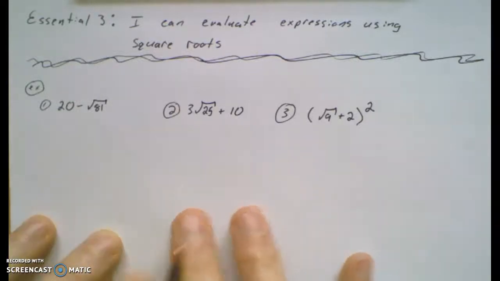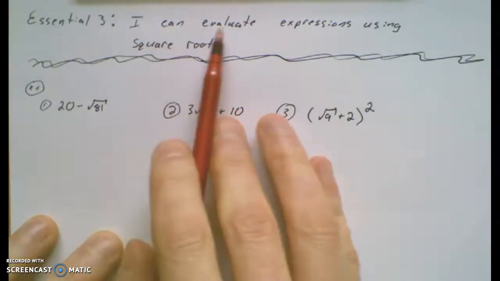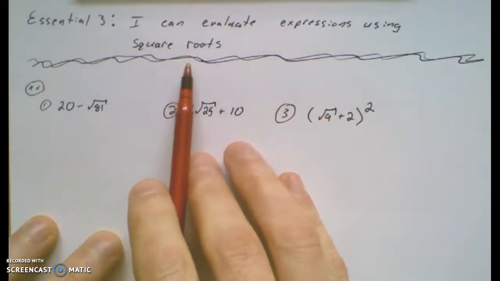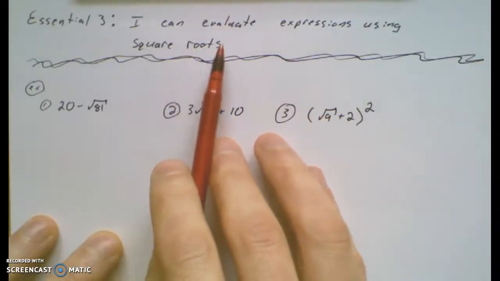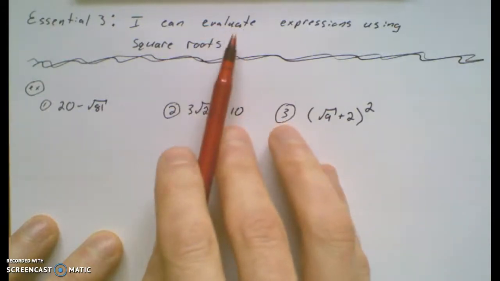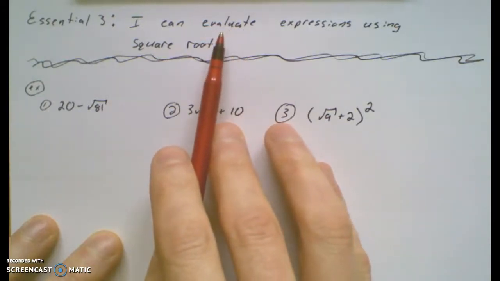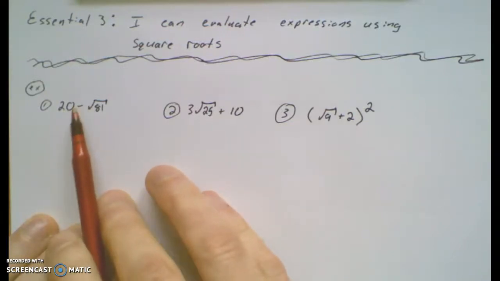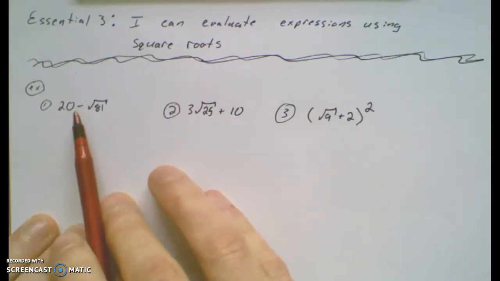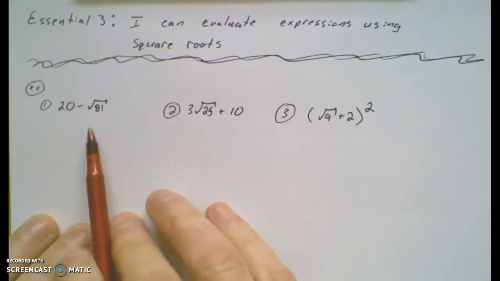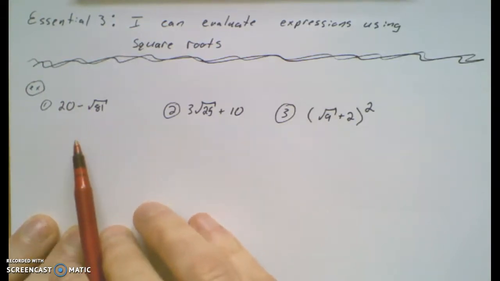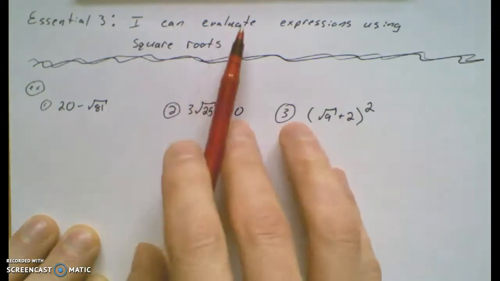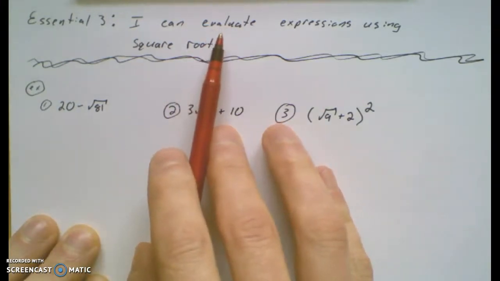Alright, Essential 3. I can evaluate expressions using square roots. This one is pretty straightforward. Remember, evaluate basically means find the number. It kind of means simplify, but since there are no letters or variables in there, when we're all done, the simplest form is going to be just a number, right? So it's find the number. That's what it means to evaluate.